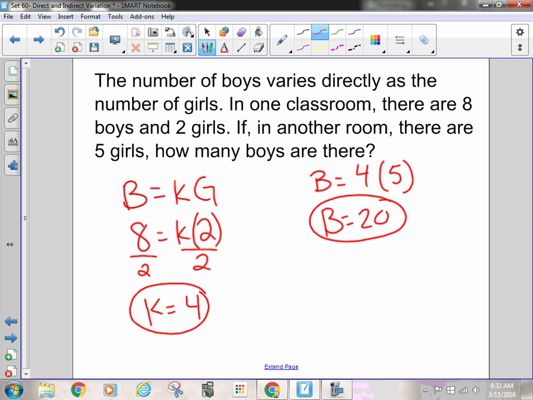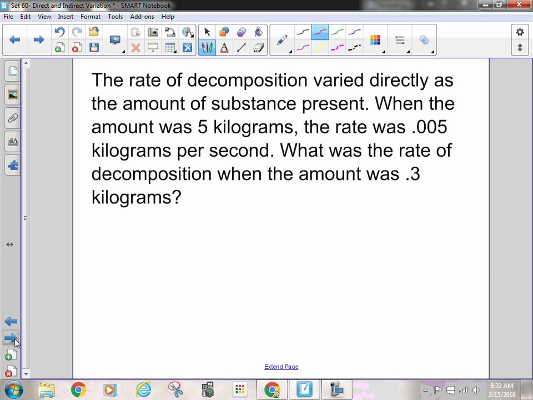Okay, so pretty simple. Biggest thing is remembering how to set up that sentence. Once you find K, you plug things in appropriately in the next sentence. It's just a simple multiplication or division. So let's do another directly. The rate of decomposition varied directly as the amount of substance present. Okay, so decomposition varied directly, so we're going to multiply by substance present, and we'll use S.